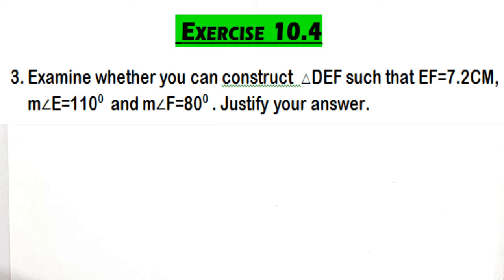Here in question number 3, we are given with two angles 110 degree and 80 degree. So if you add them, you get 190 degree, which is not possible for a triangle. So this triangle DEF cannot be constructed.